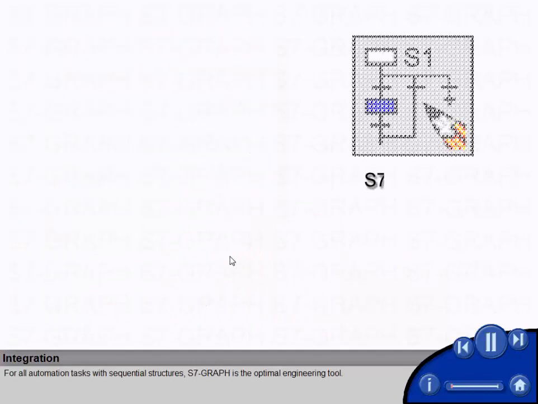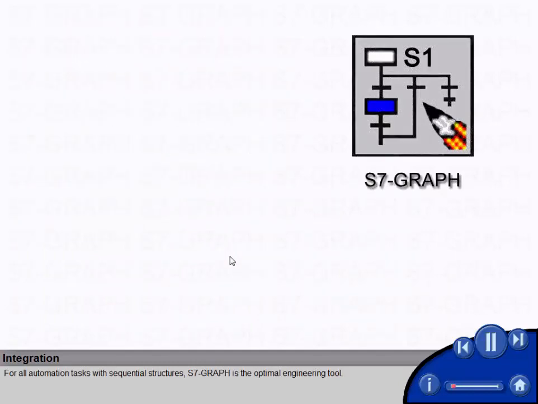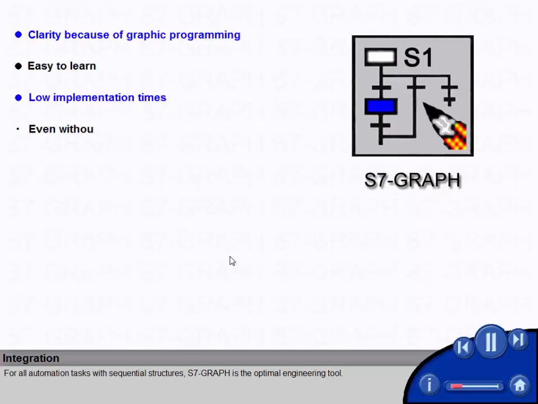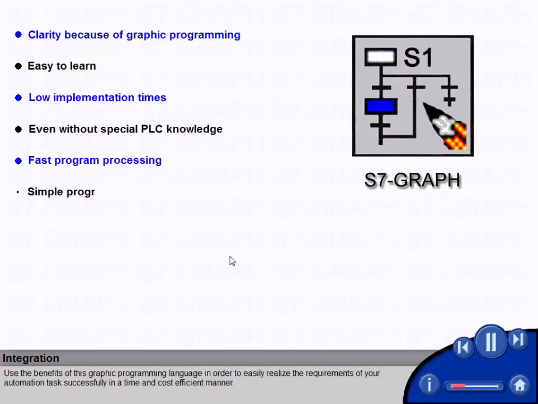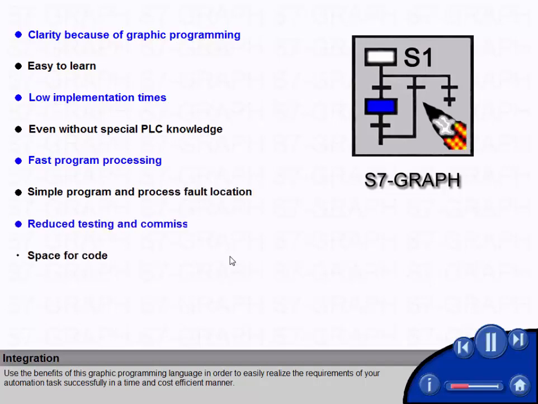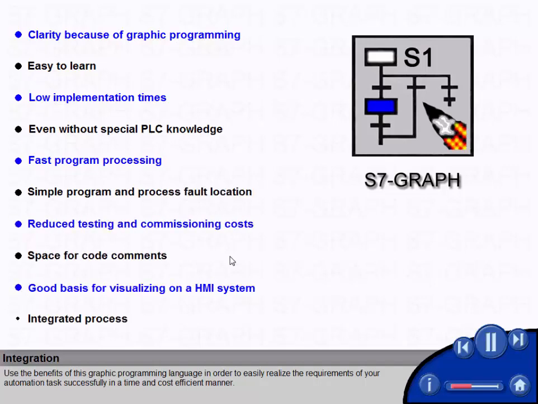For all automation tasks with sequential structures, S7 graph is the optimal engineering tool. Use the benefits of this graphic programming language in order to easily realize the requirements of your automation task successfully in a time and cost-efficient manner.